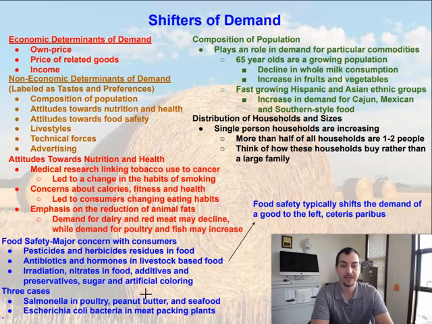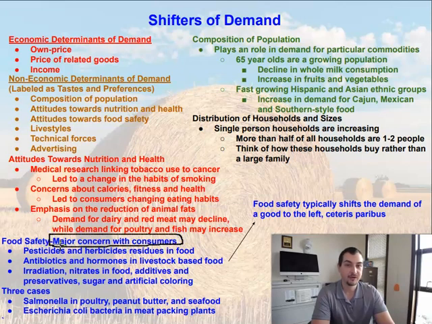And it's always been a major concern with consumers, especially whenever you bring in 2 to 3 different cases such as salmonella in poultry, peanut butter in seafood, E. coli bacteria in meat packing plants. And any time that we have any major outbreak of any kind of disease or bacteria found within our food, it leads people to have a larger concern with consumers.